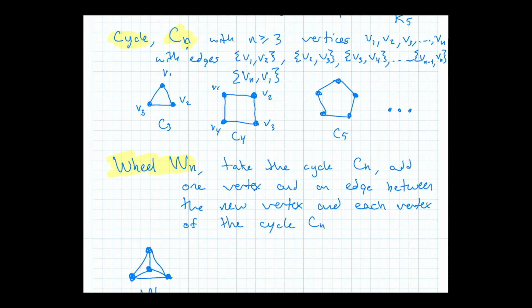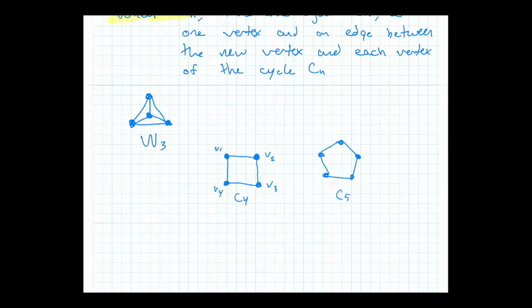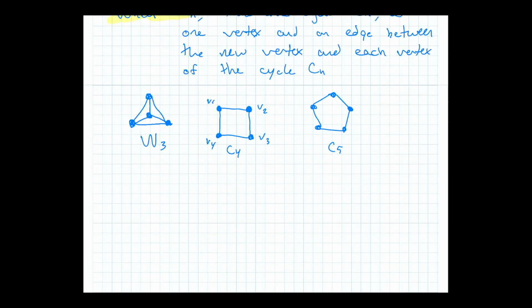So we got these other two, right? Just duplicating this. You can't see it, but now you can. So if we want to turn this into W4, you just add a center vertex and connect that to the outside. Here we want W5, so we take C5, add a center vertex, and connect that to the outside vertices, and so on. And those are wheels.